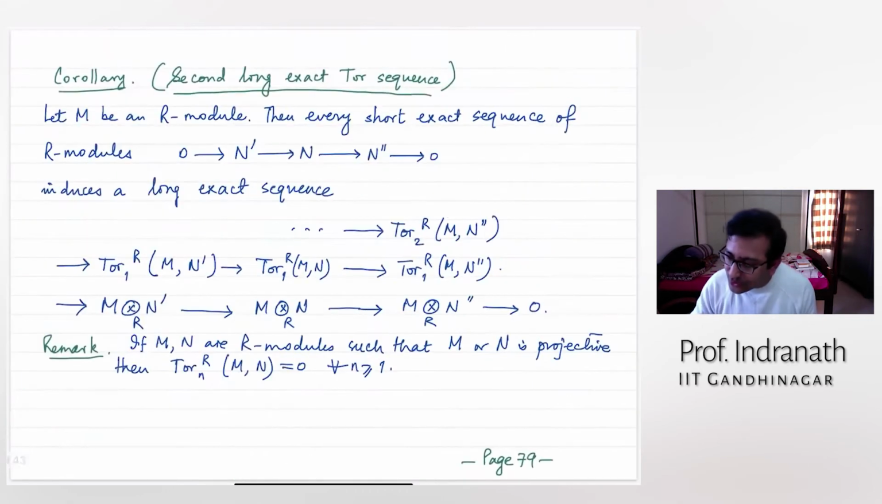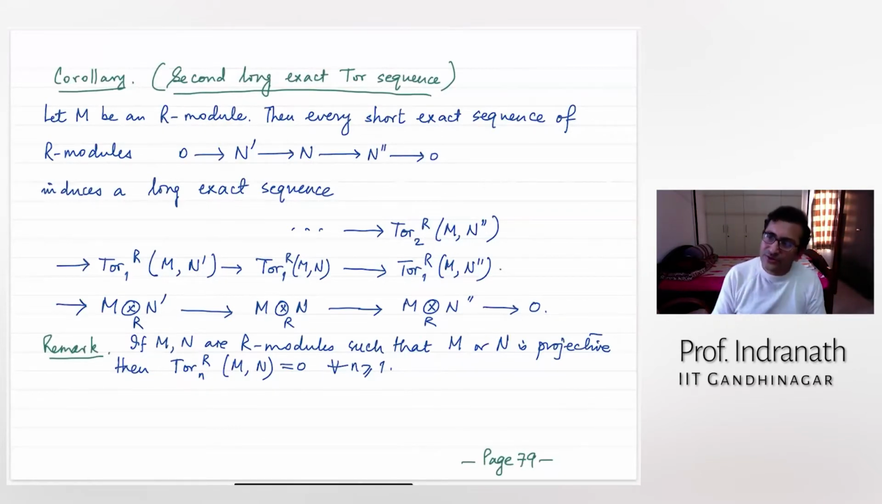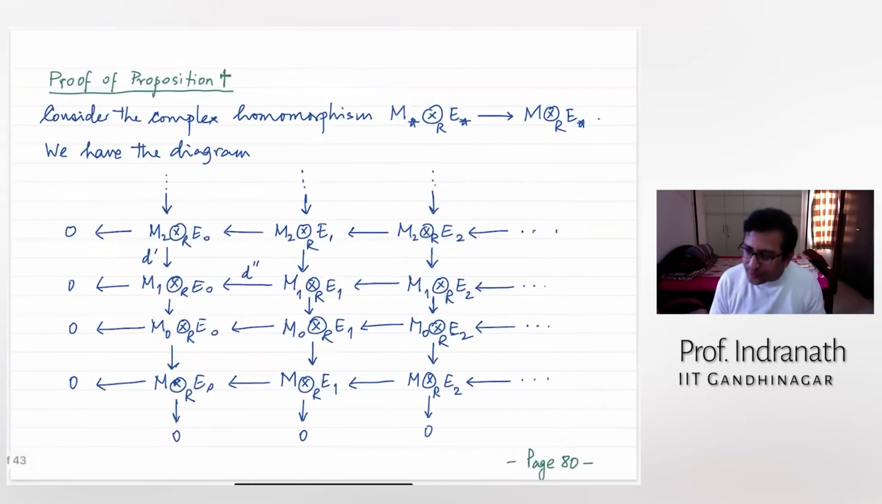This is going to be the corollary. This is called the second long exact Tor sequence. So once with respect to M, another is with respect to N. So these are the two long exact Tor sequences. Once you have taken a short exact sequence of these M's and then apply tensor with respect to N and then take the long exact sequence, the other one is with respect to the second one and tensor by the first one, etc. Okay, so now the proof.